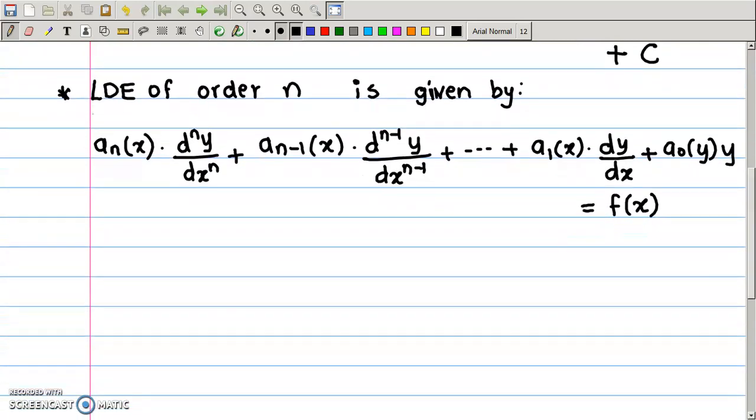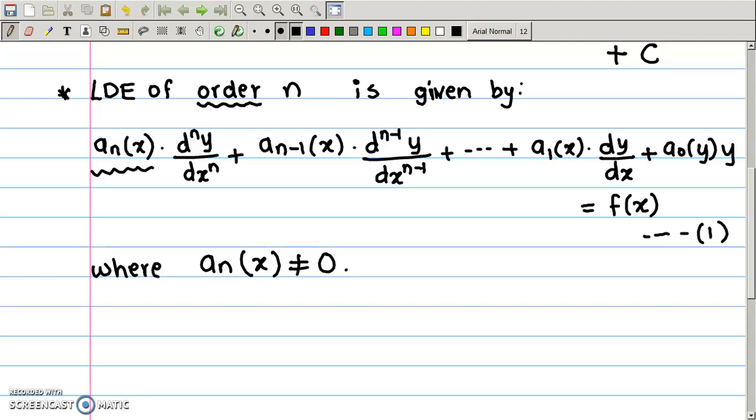having variable x. We denote this equation by equation number 1, and here the condition is that the coefficient of the nth derivative is a non-zero function of x. If this a n becomes 0, then the order of the differential equation will be less than n, and we are going to consider order n differential equation. So this is the general form of a linear differential equation of order n.